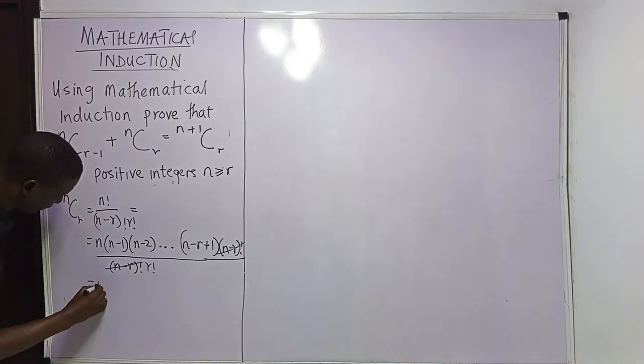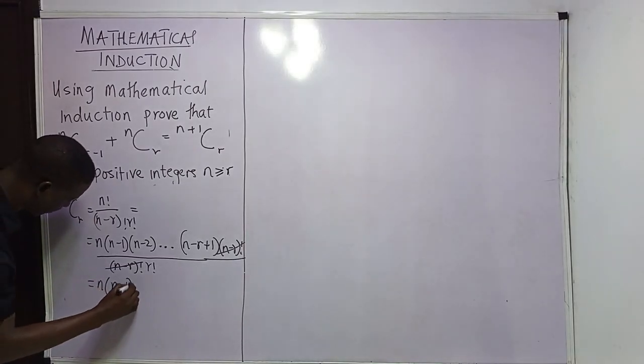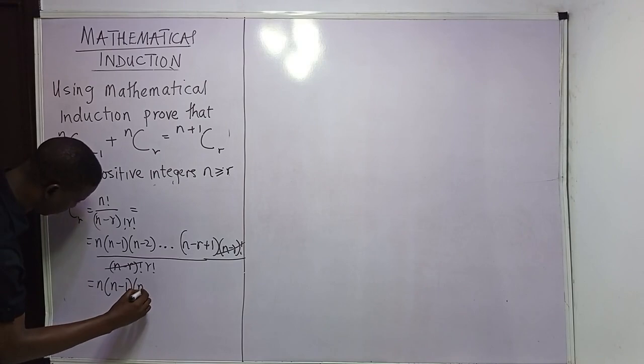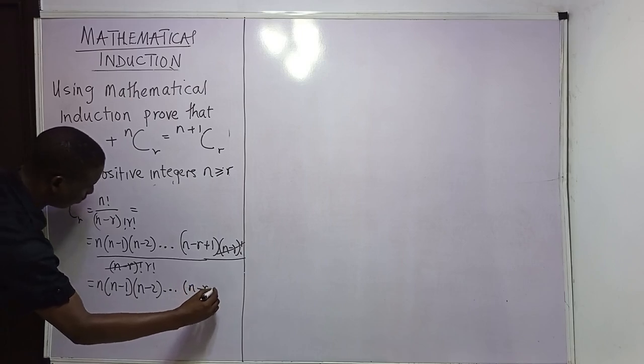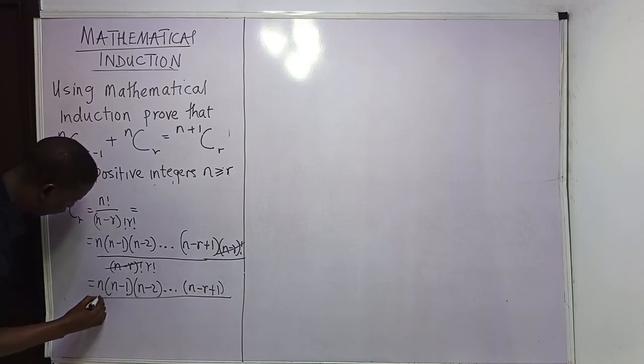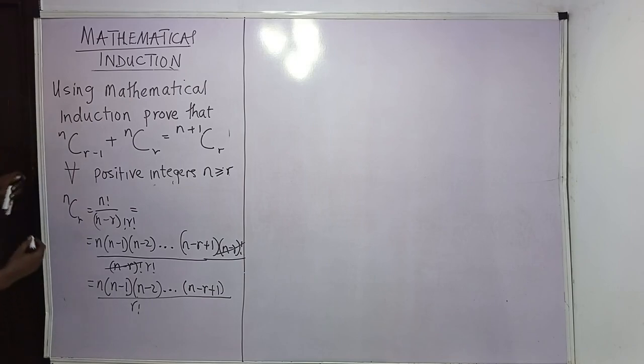So what we are going to have is n into bracket n minus 1 into bracket n minus 2, up to n minus r plus 1, all over r factorial. So this one is another way of writing n combination r.